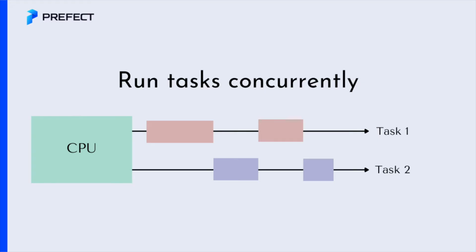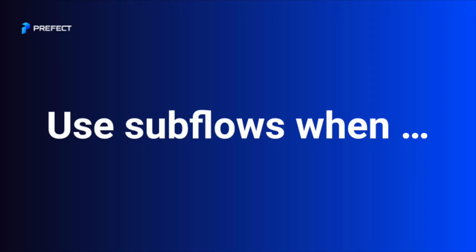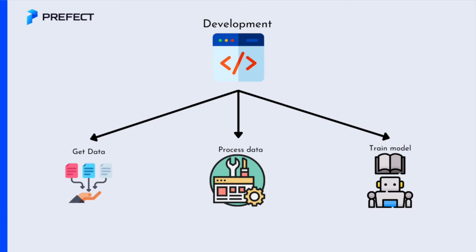Besides observability, you should use tasks when you want to run tasks inside a flow concurrently or in parallel with a task runner. You should use subflows when you want to group similar flows or use different task runners for different subflows within a flow. For example, you might want to use a sequential task runner for the flow get data, use a concurrent task runner for the flow process data, or use the Dask task runner for the flow train model.